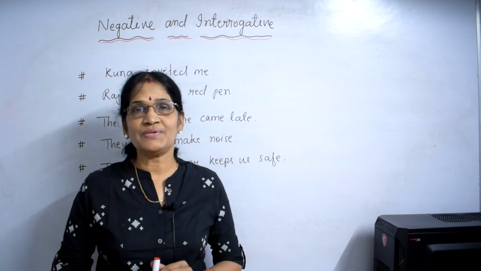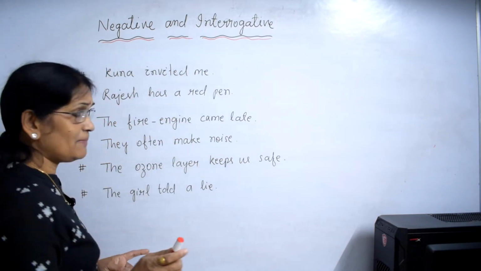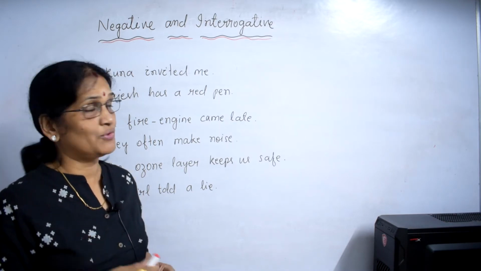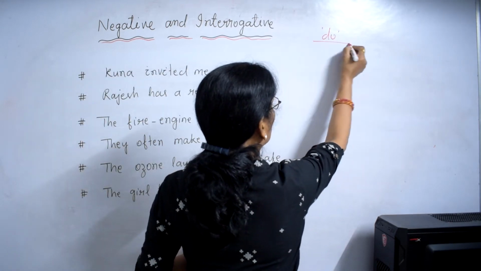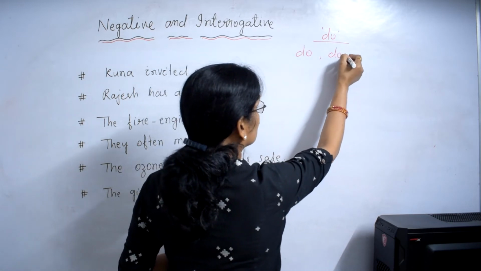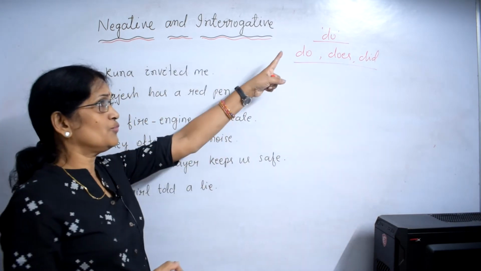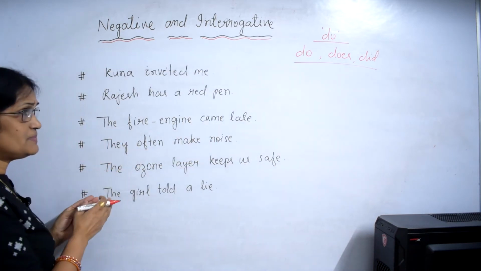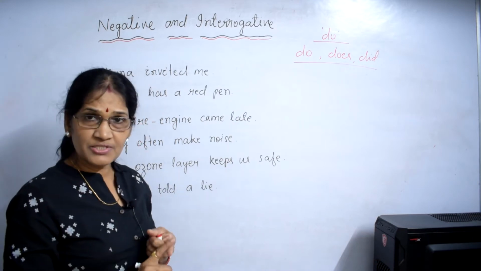Let's learn how to change one sentence into negative where there is no auxiliary verb. You remember, where there is no auxiliary verb, we have to use the appropriate form of do. You have learned do verbs. Do verbs are of three kinds: one is do, another does, then did. As per the subject and as per the tense, we have to choose one: do or does or did.